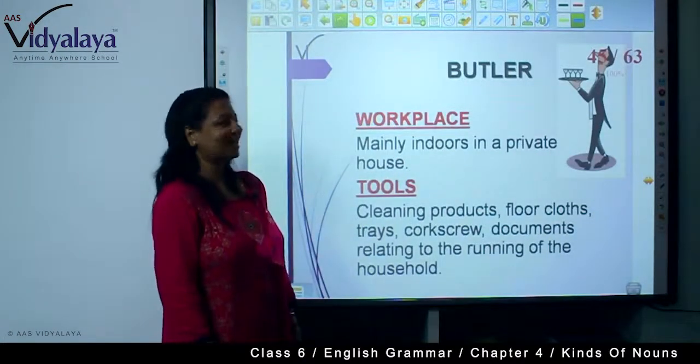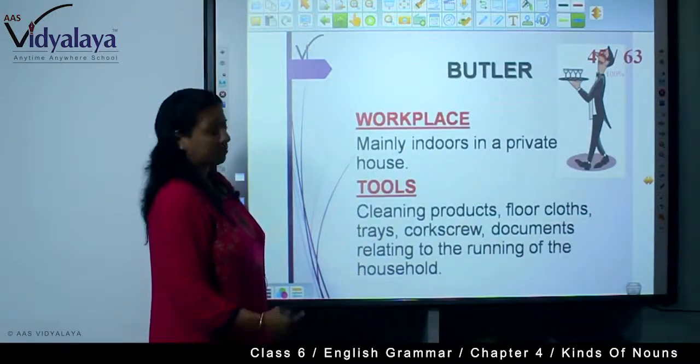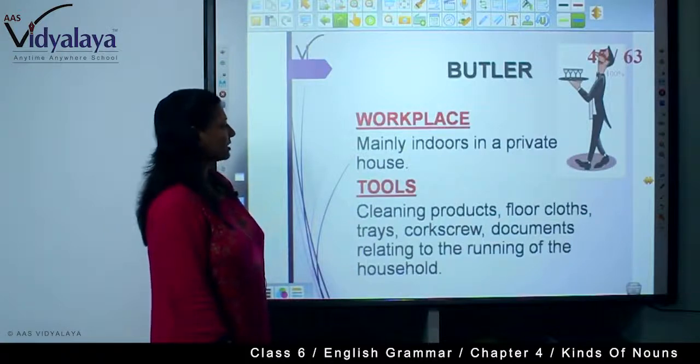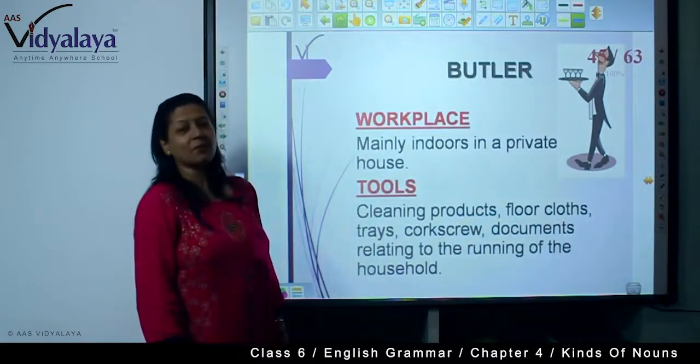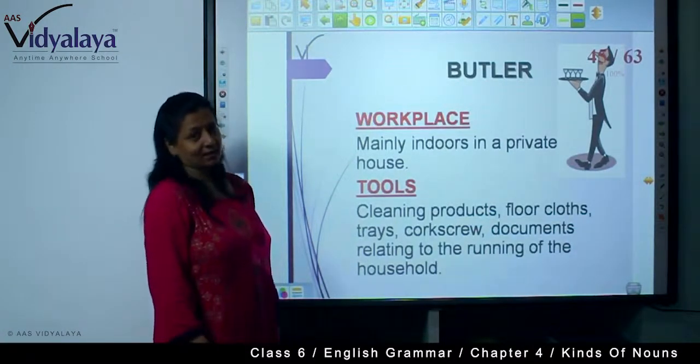Now, who is a butler? A butler is a person who serves in hotels. The working place is mainly indoors in a private house, and now a butler is mainly found in private houses, and so there butlers are there.